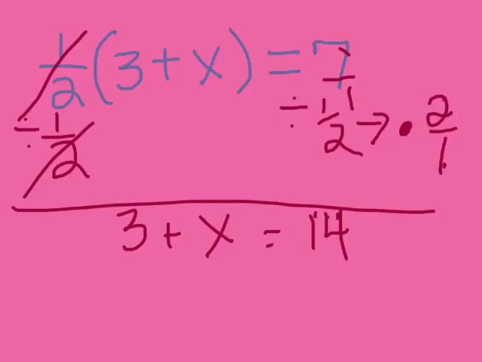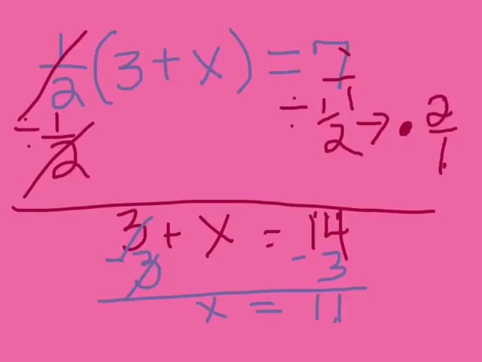Okay, so I have my variable x. What's with it? Plus 3. How am I going to undo that plus 3? I'm going to subtract 3. Again, what I do to one side, I must do to the other. So I'm going to subtract 3 from both sides. And now I can see that the solution is x equals 11, because 14 minus 3 is 11.